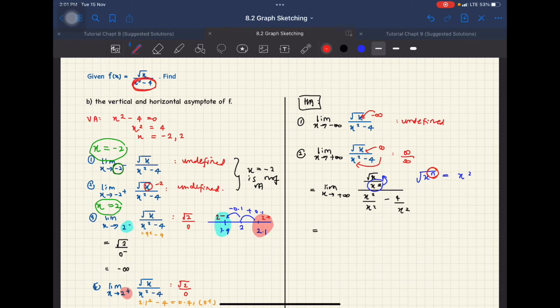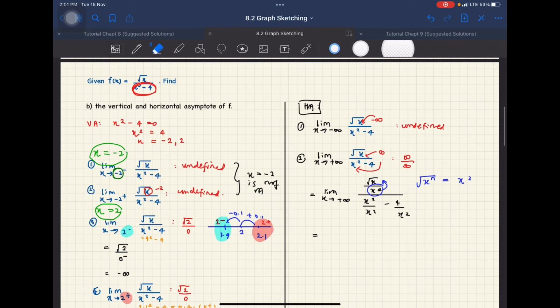So x kuasa berapa yang bila kita square root, bila kita kuasa 1/2 balik, awak akan dapat kuasa 2. So jawapan ni adalah 4. Kita akan buat x kuasa 4, and then ada kuasa lagi 1/2 barulah akan dapat x square. So kita akan gantikan square root x kuasa 4 ni dekat sini. We are going to substitute into this one. Kita akan gantikan dia.